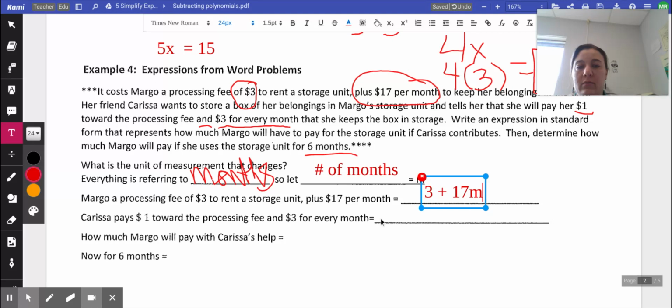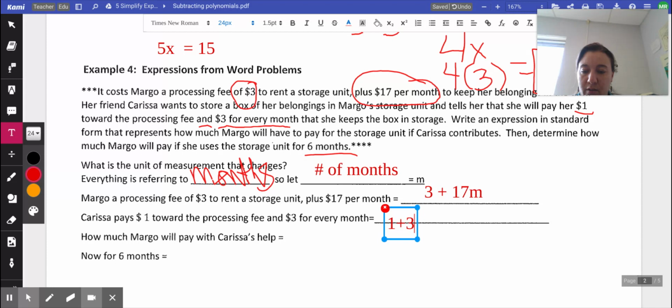Carissa is going to pay $1. She's not storing as much, so she's not paying as much. $1 plus $3 per month. So it looks very similar with different coefficients.